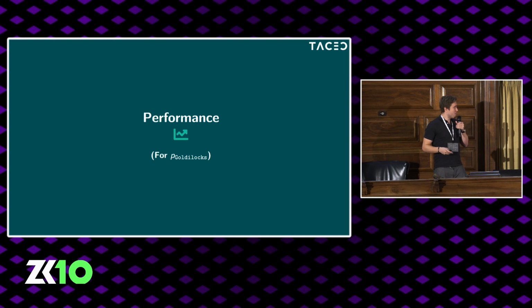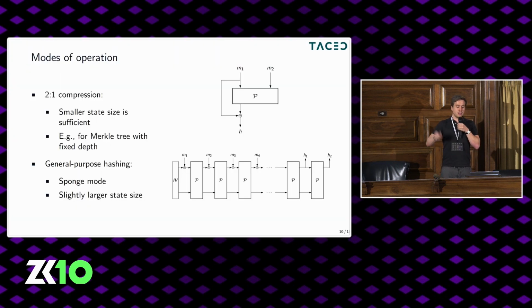So now I've talked about how the design actually looks. Now let's talk about the performance that we can achieve with this design. And I will specifically focus here on the 64-bit Goldilocks prime field that is used, for example, in Plonky2. So first, the modes of operation that we are going to use this permutation in. On the bottom here, you have general purpose hashing. For general purpose hashing, you use the sponge mode of operation. We've heard this in the 2 talks in the first session already.